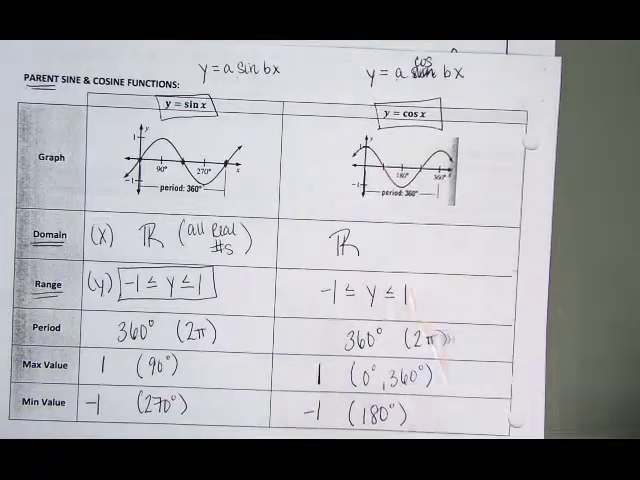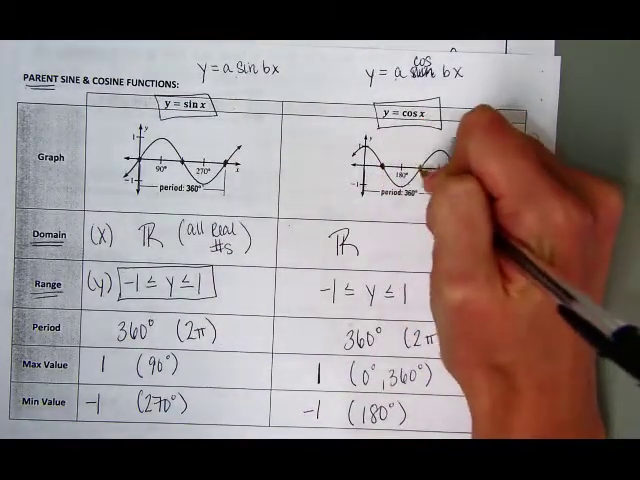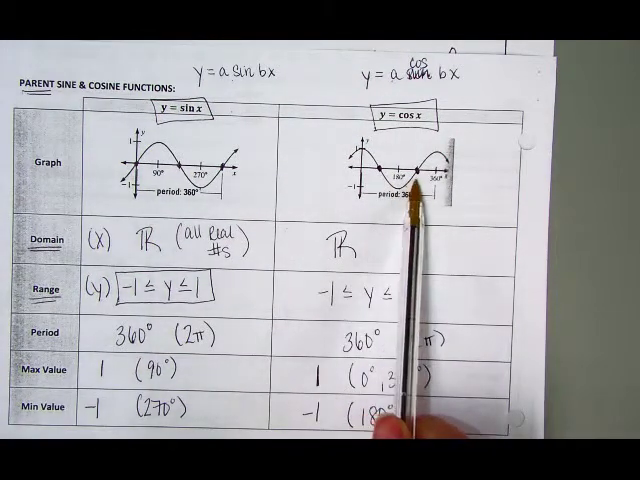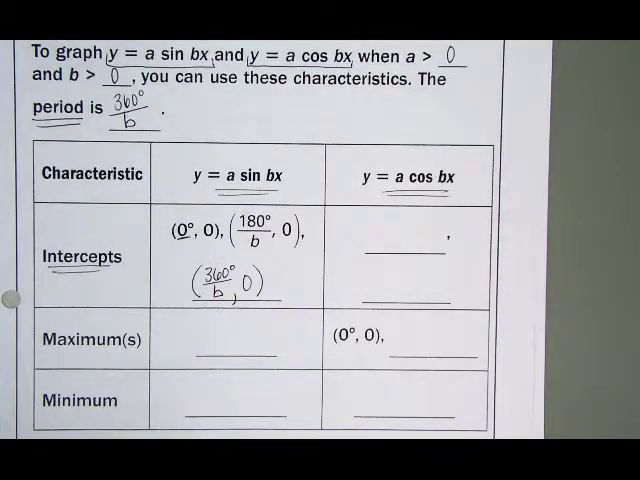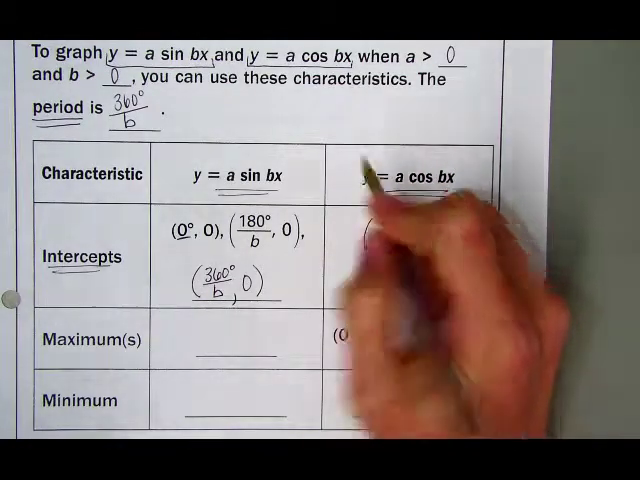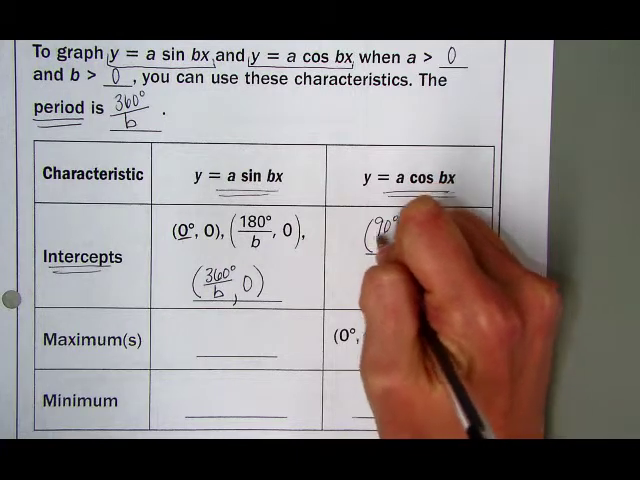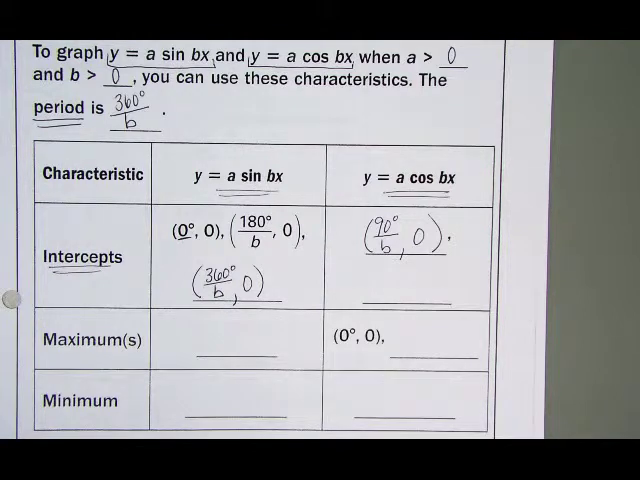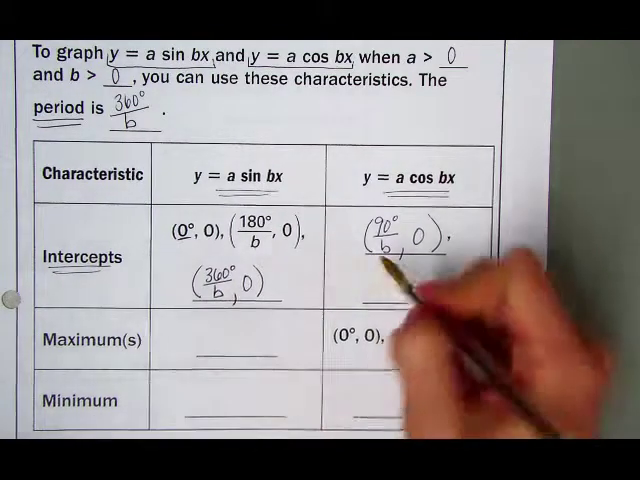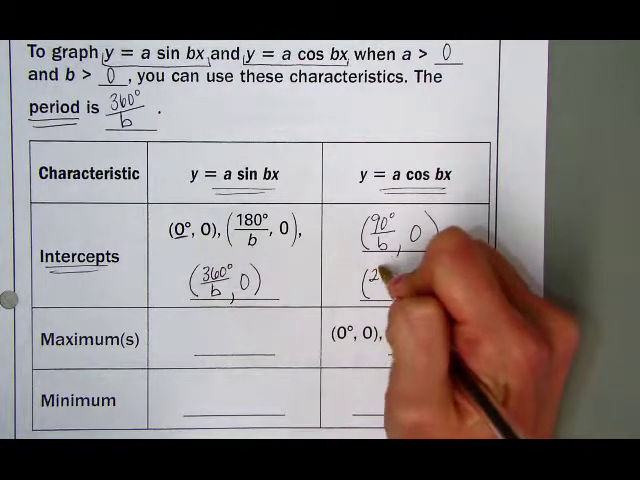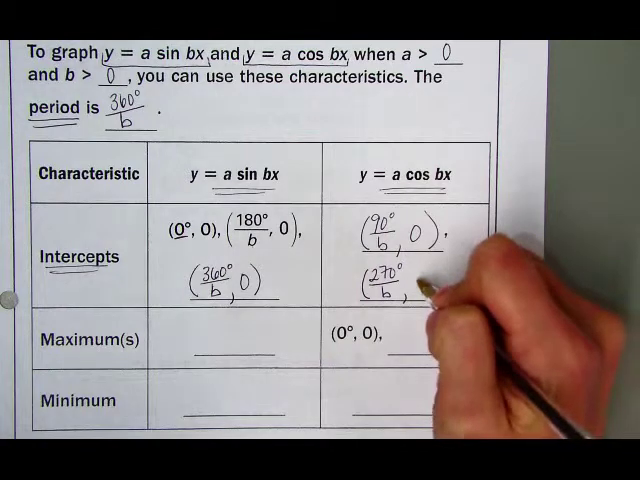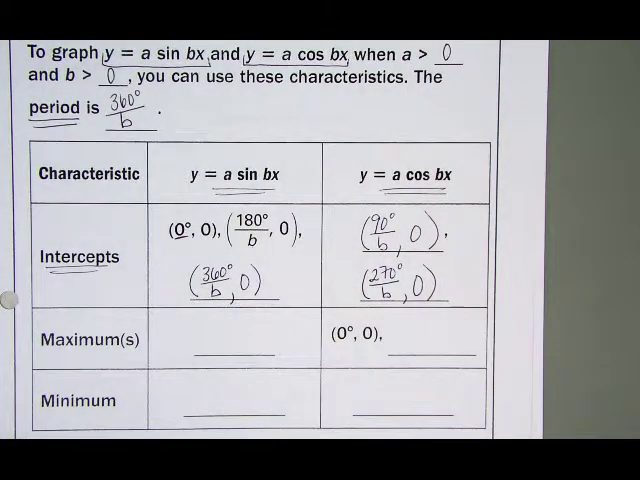Cosine, same idea for cosine. Cosine means we actually cross our axis at 2 spots. Those 2 spots happen to be 90 degrees and 270 degrees. Same idea here. Since our graph crosses at 90 degrees, we divide that by b. And then our other intercept happens at 270 degrees. We divide that by b if we're going to be scaling by some other number. For intercepts, our y value is still 0.